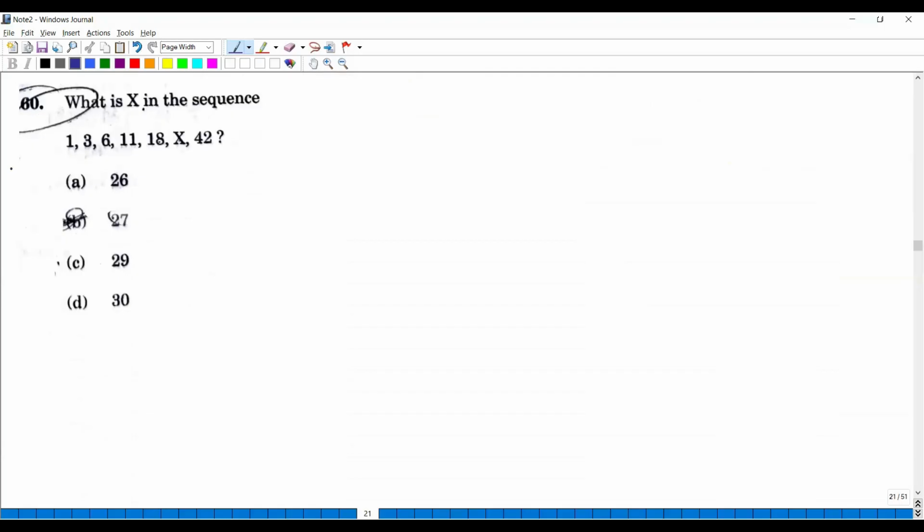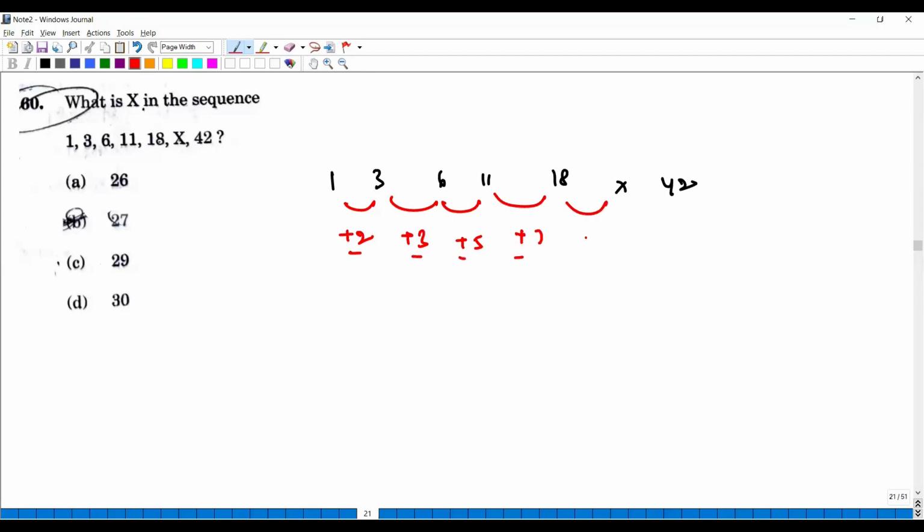What is X in the sequence 1, 3, 6, 11, 18, X and 42? Look at the differences. It is simply increasing. It's plus 2, plus 3, plus 5, plus 7. These are prime numbers for sure. You try with plus 11 and plus 13. Plus 11 is 29, plus 13 is 42. So it exactly matches. Therefore, the sequence follows a difference series, but these are prime numbers.